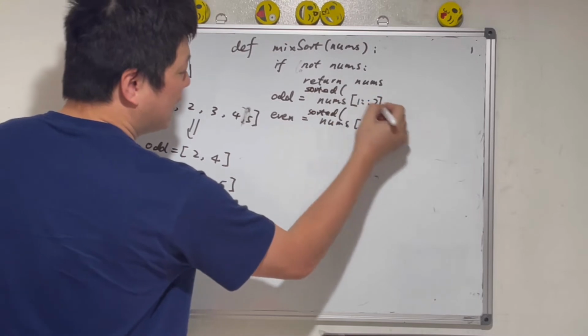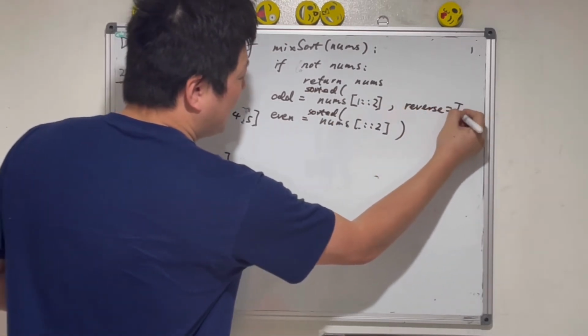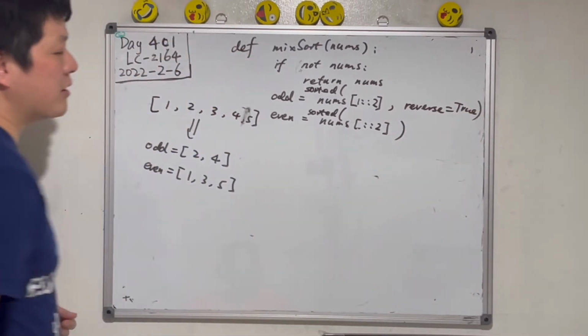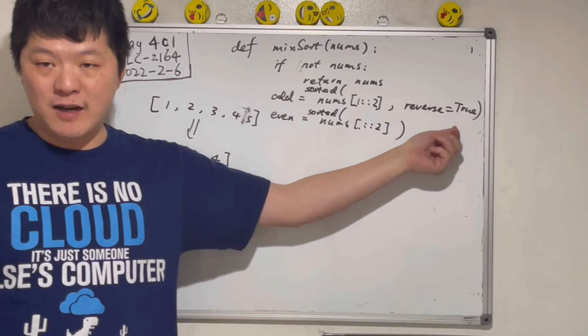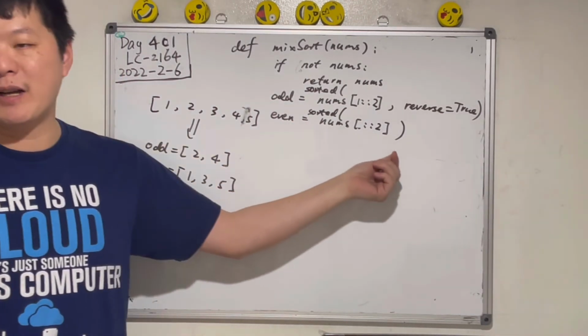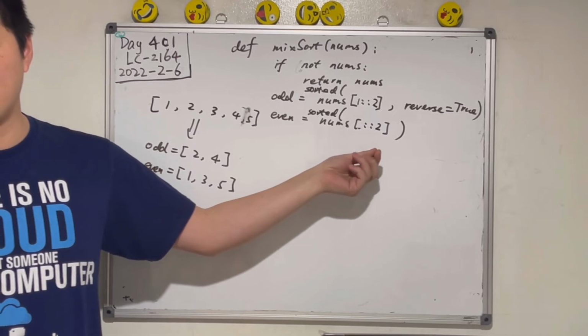Sort it. We give a key, we say reverse equals true, which means we want to sort it in reverse order, from the largest to the smallest. Alternatively, we can sort the numbers and then reverse them. Do you still remember how we reverse a list?